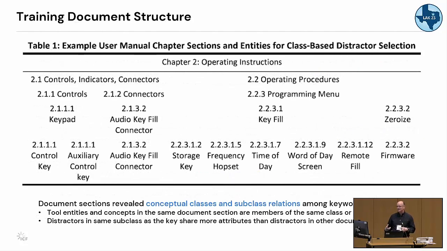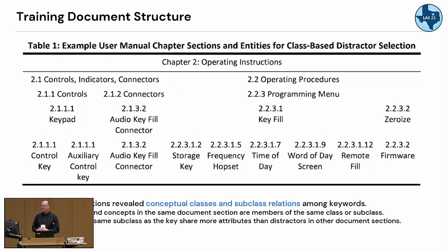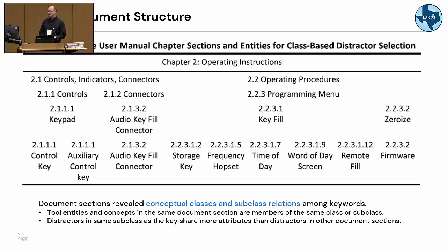I'm showing here an example of the document sections in the user manual. So this is part of the training materials here, and you can see that we have chapter 2 represented, about half of the training manual itself. This is really a subsection of the entire chapter, but there we have one section on controls, indicators, and connectors, and another on the operating procedure. So within this, what I'm trying to say is that the document sections revealed conceptual relations and subclass relations for helping to identify which distractors would be most closely related to the key and therefore more challenging if selected as distractors.